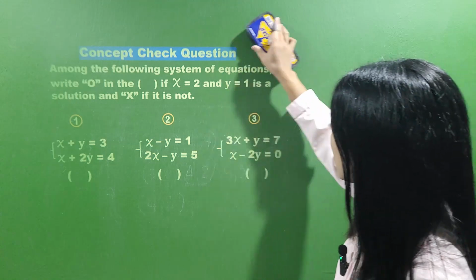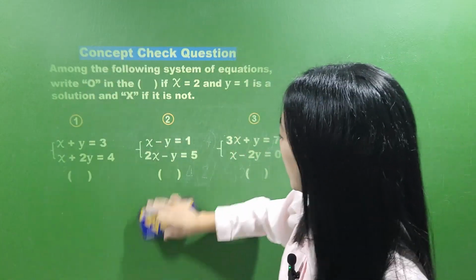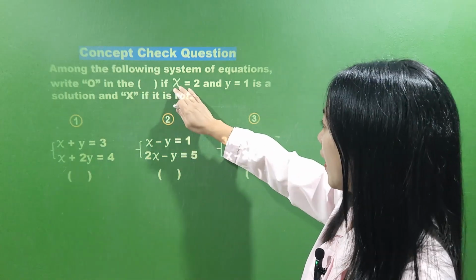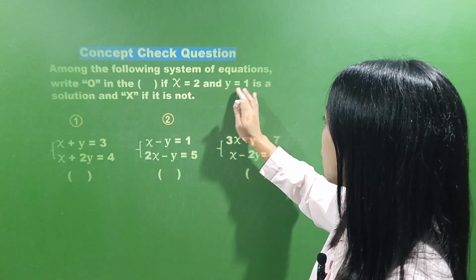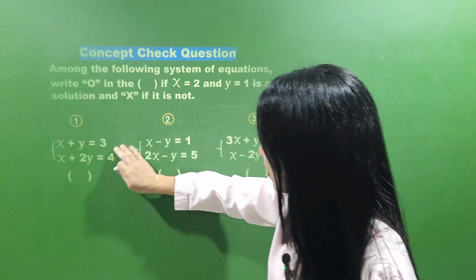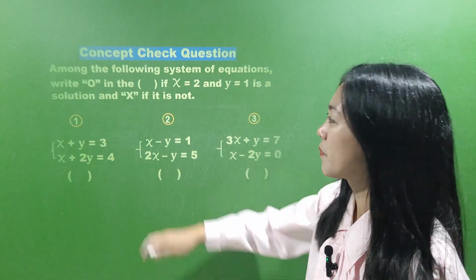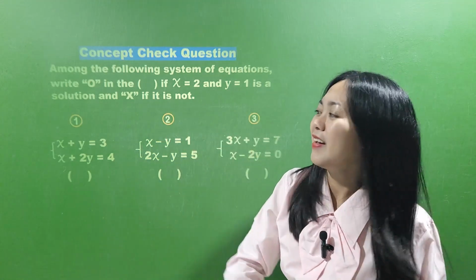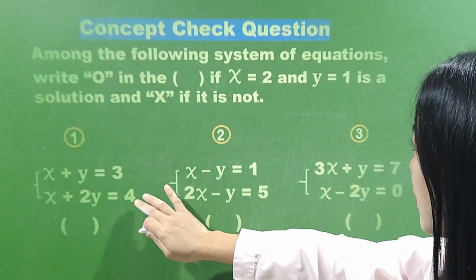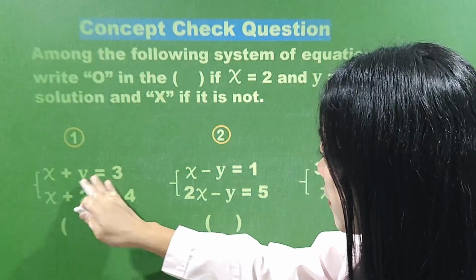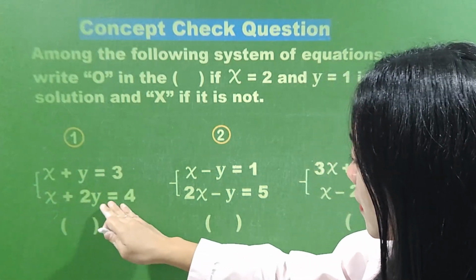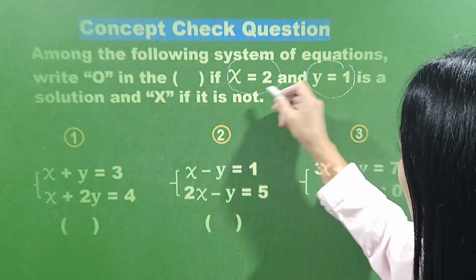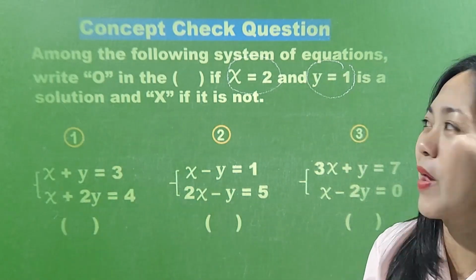Among the following systems of equations, we will write O in the parenthesis if x is equal to 2 and y is equal to 1 is a solution to this system of equations, and we will write X if it is not. Let's take a look at this first system of equations. x plus y is equal to 3, x plus 2y is equal to 4. We will be substituting the values of x and y to these equations.